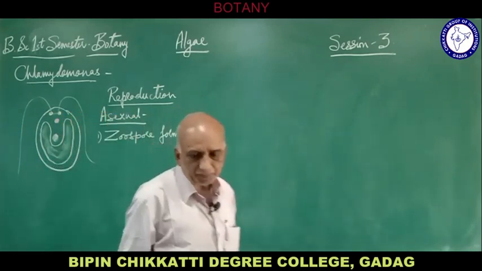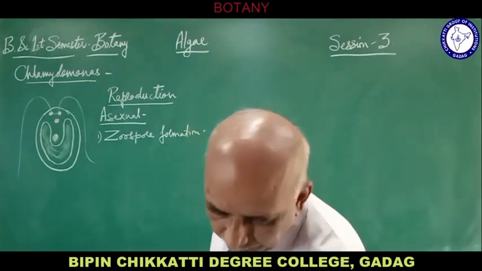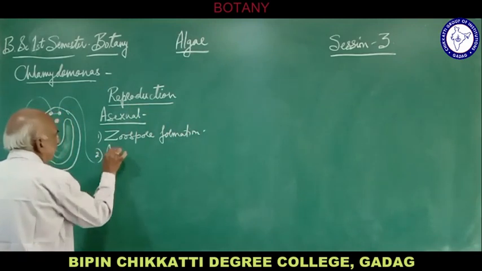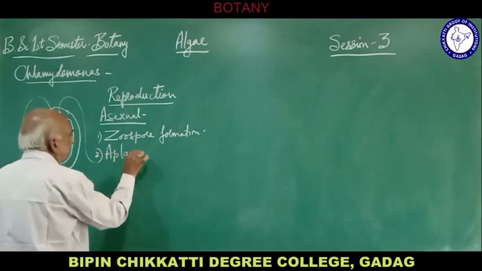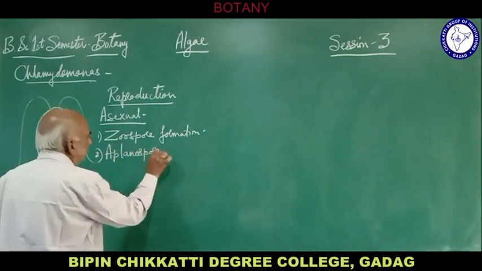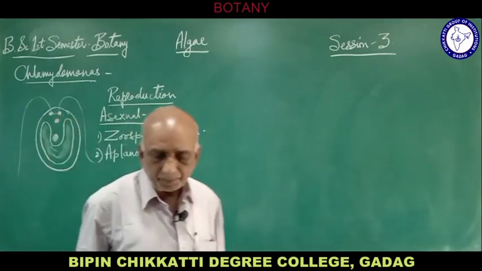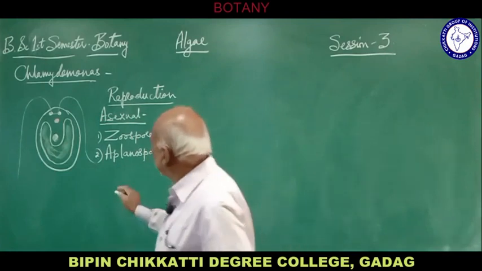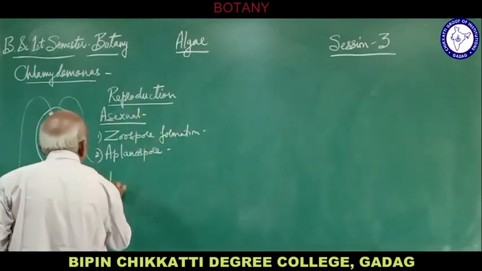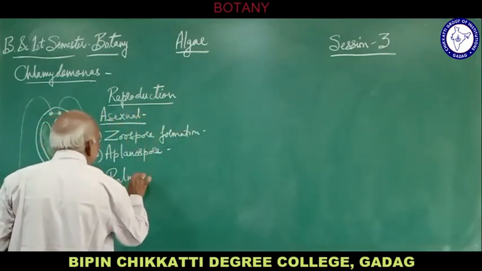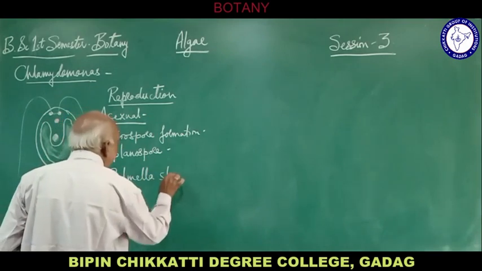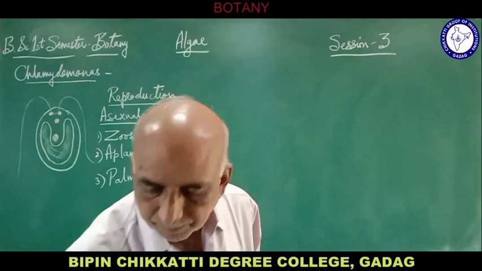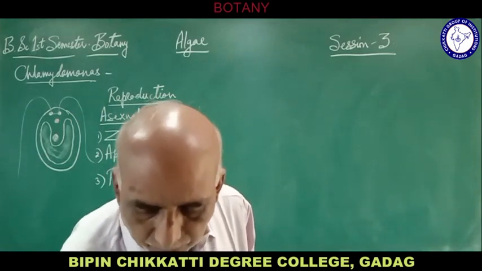is asexual reproduction, and also aplanospores, that is also another type of reproduction. Then we have the palmella stage in this asexual. So the palmella stage is another method of asexual reproduction.